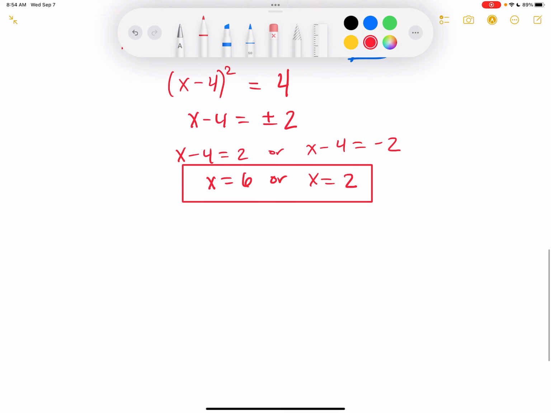Or well, there probably won't be. I don't know. We'll see.